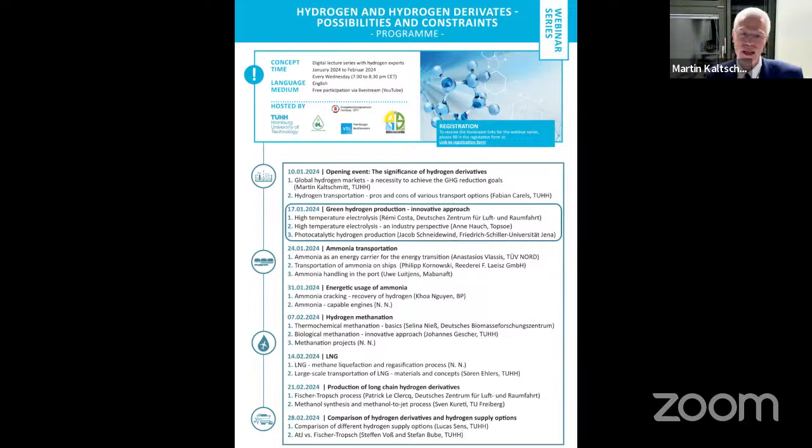And this is a good keyword, because next time we look at green hydrogen production and innovative approaches. We will learn a little bit more about high temperature electrolysis and about photocatalytic hydrogen production, which is also quite new and most likely also a quite promising option to provide hydrogen. This is what we will tackle next week, again Wednesday night at 7 o'clock.